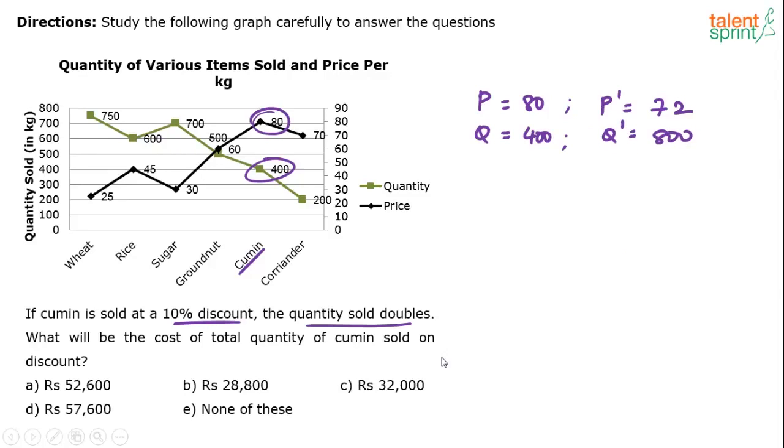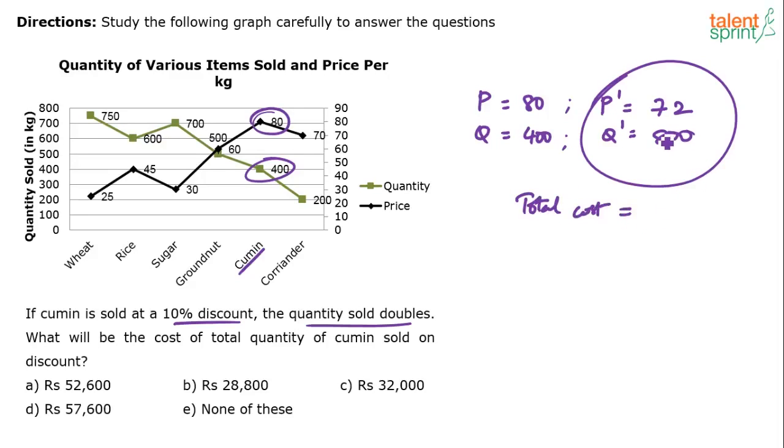What is it asking? What will be the cost of total quantity of cumin sold on discount? See, quantity sold is 800 kgs. At what price? 72 rupees per kg. So total cost 800 into 72. 8 into 72. 560 plus 16.